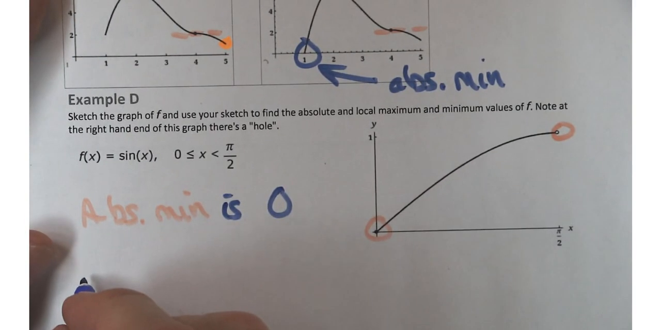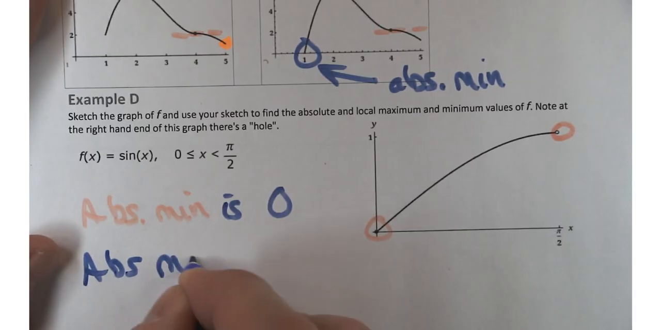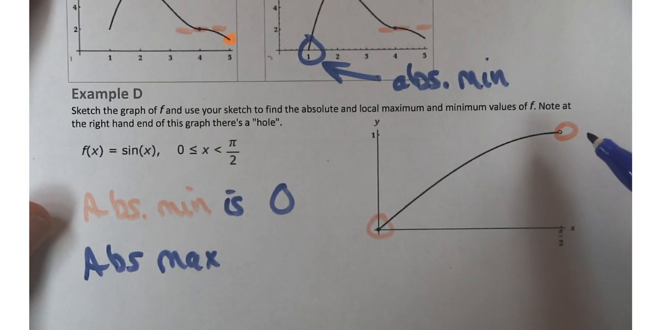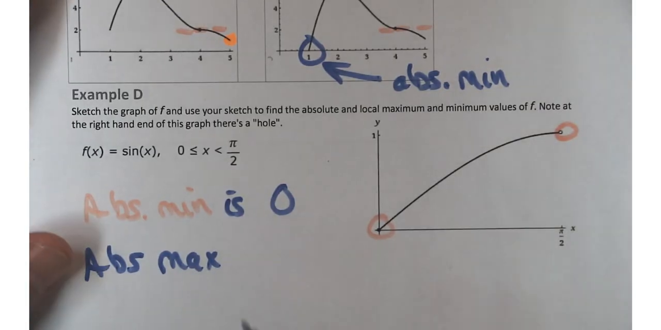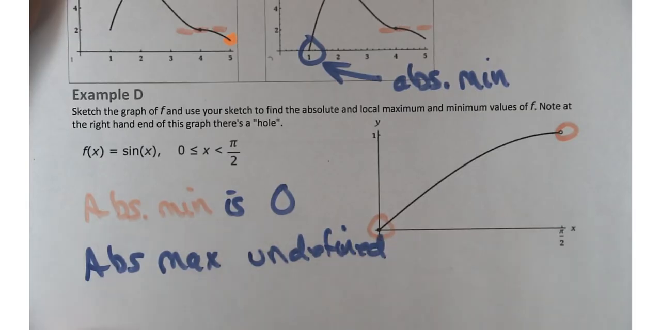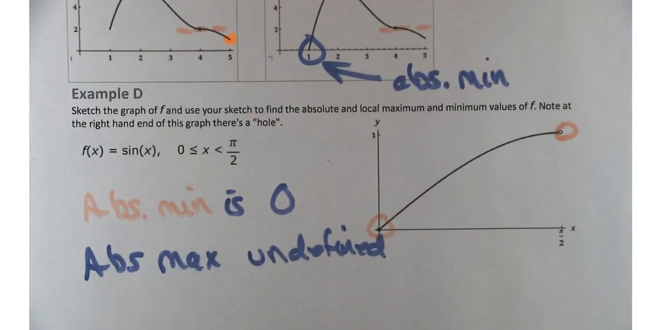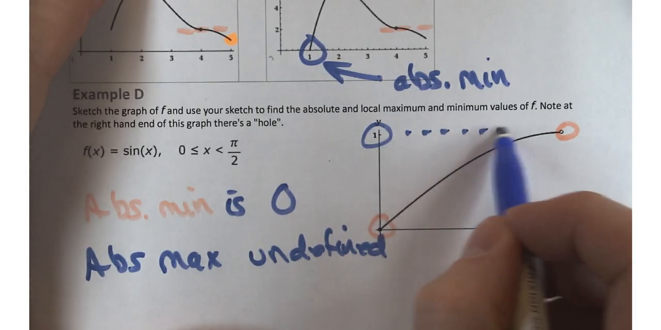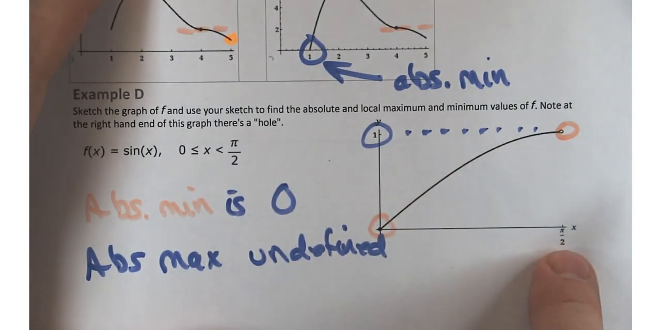And as far as the absolute maximum, this graph doesn't have an absolute maximum because it never quite gets to 1. It gets close to 1, but that point of y equal 1 is actually not on this graph. So undefined, does not exist. Ethan? When you say it doesn't reach 1, do you mean on the x or the y? On the y-axis. Yeah, so it doesn't quite reach 1, because you never get to pi over 2, which is where you have to get to in order to get that value.